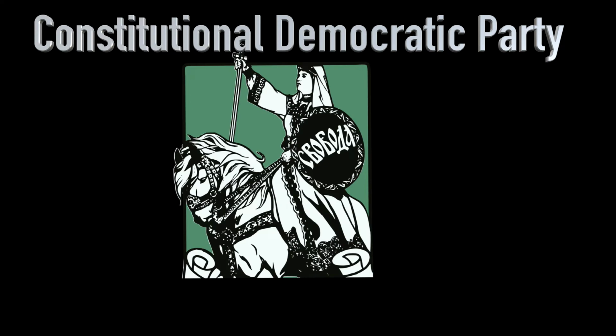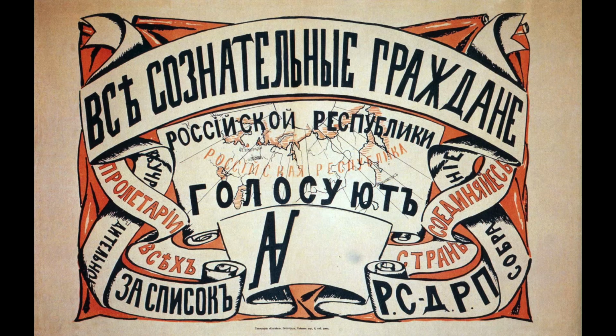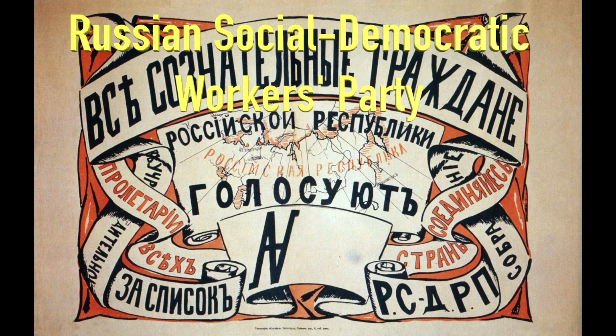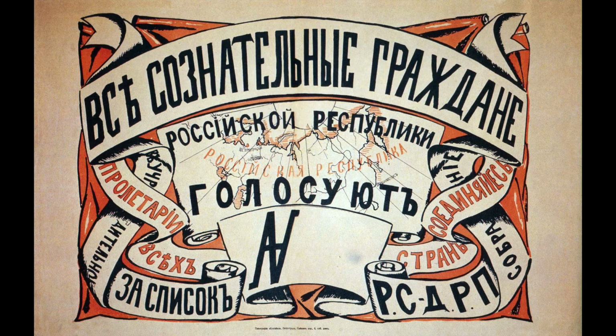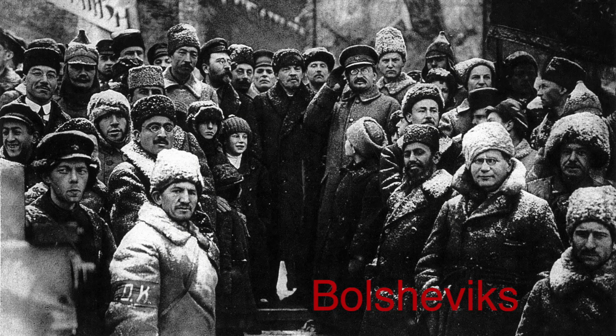The Constitutional Democratic Party didn't want any revolution, just to transform Russia into a constitutional monarchy. And the Russian Social Democratic Workers' Party split into two groups: the Mensheviks, who were moderate and wanted to make a gradual transition to a socialist system of government, and the Bolsheviks, led by Vladimir Ilyich Ulyanov Lenin, who were radicals and wanted to establish a proletarian dictatorship through a workers' revolution.